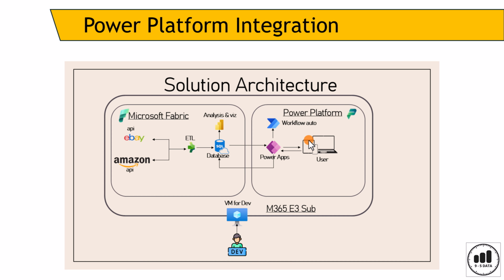Here is an example of a solution architecture for a company. You can see the data is coming from eBay or Amazon, so there's an ETL process on that, saved into a database. Power Apps interacts with the database, and data is also fed into the Power Apps, and that can be connected to Power Automate to work on some automated workflows. Same thing with Power BI, which connects to the database to produce some analysis and visualization, and users can interact with all these using their mobile devices or their computer.